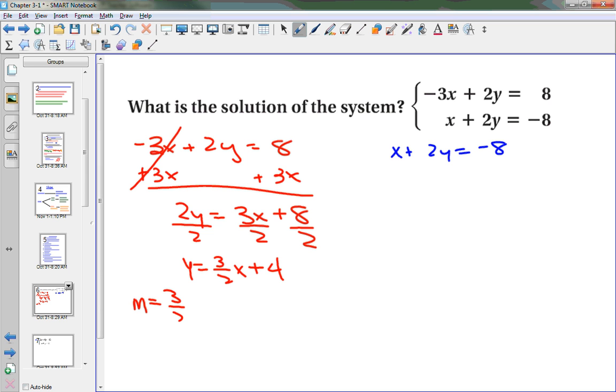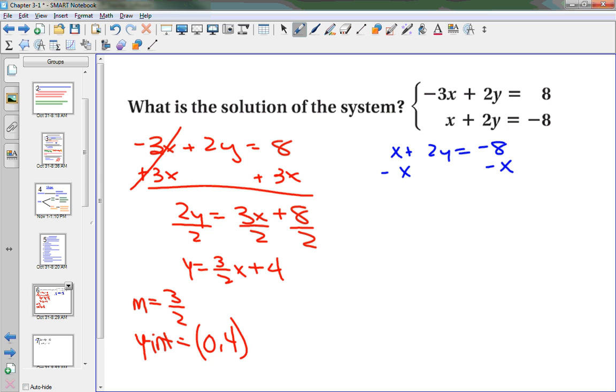3 over 2. And what is my y-intercept in ordered pair format, please? 0, 4. Very good. Now, I need to take my second equation. I need to do exactly the same thing. Why am I doing this? Because I need to compare my slopes to my y-intercepts. Do we understand that? So what do I do to solve my blue equation?